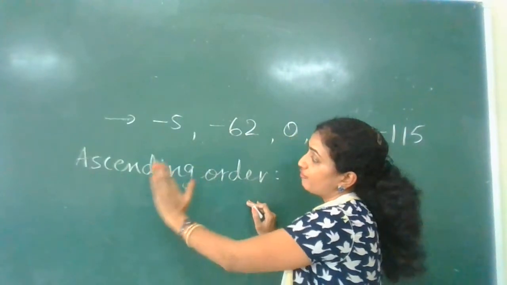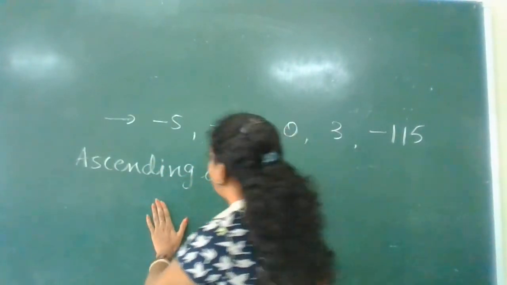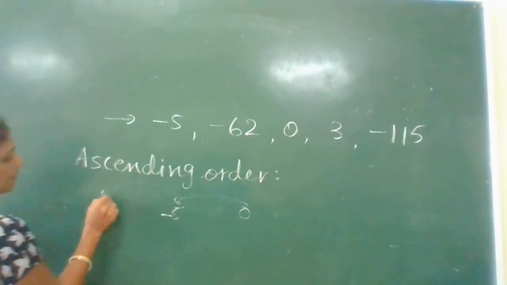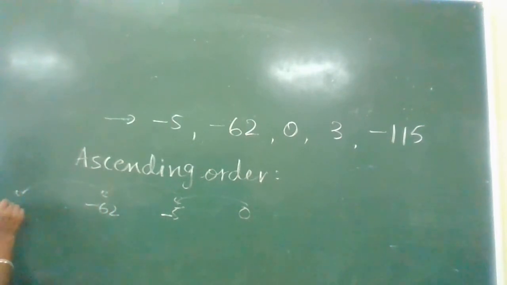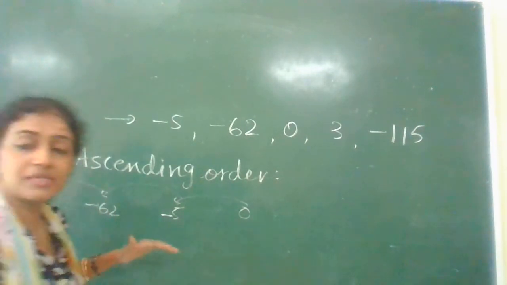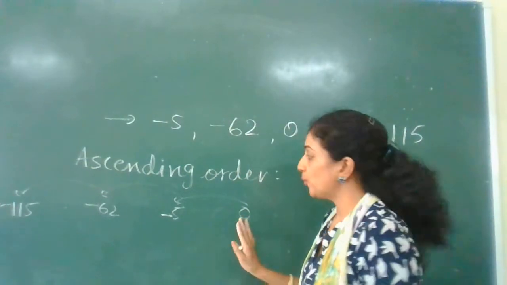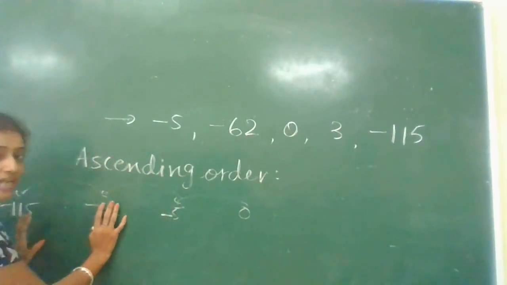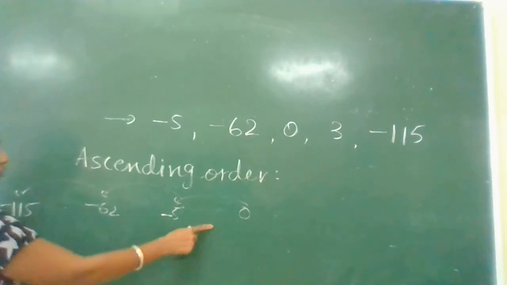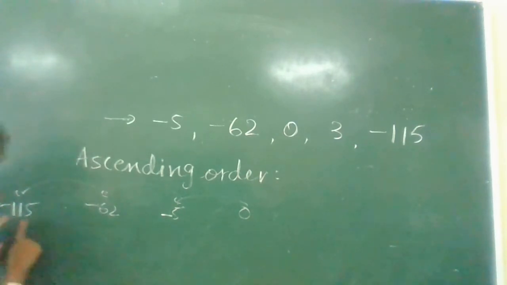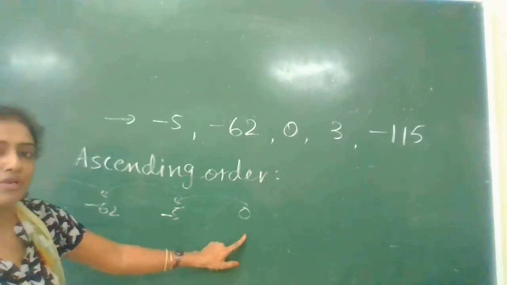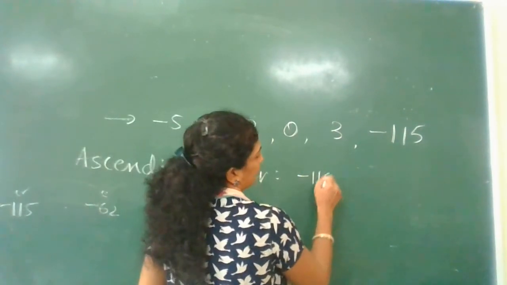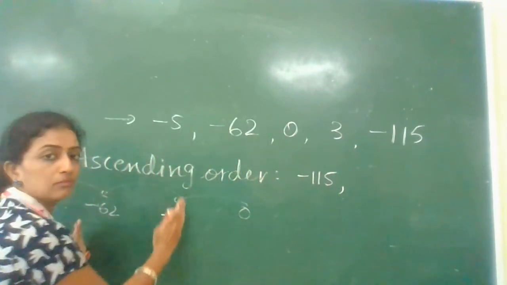Because see, this is 0. 1, 2, 3, 4, 5. 5 has come. This is 0. Here is a 5. Minus 5. Then comes minus 62. And then comes minus 150. It comes in this way. The number which is on the right hand is bigger, on the left hand is smaller. So, out of these 3, this is the smallest one. Second way you can understand, it is very far from the 0, so it is smaller. So minus 150.